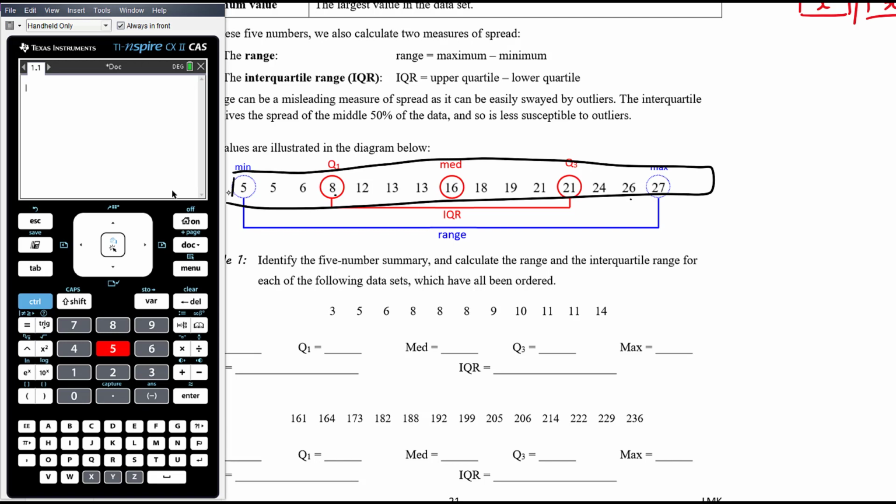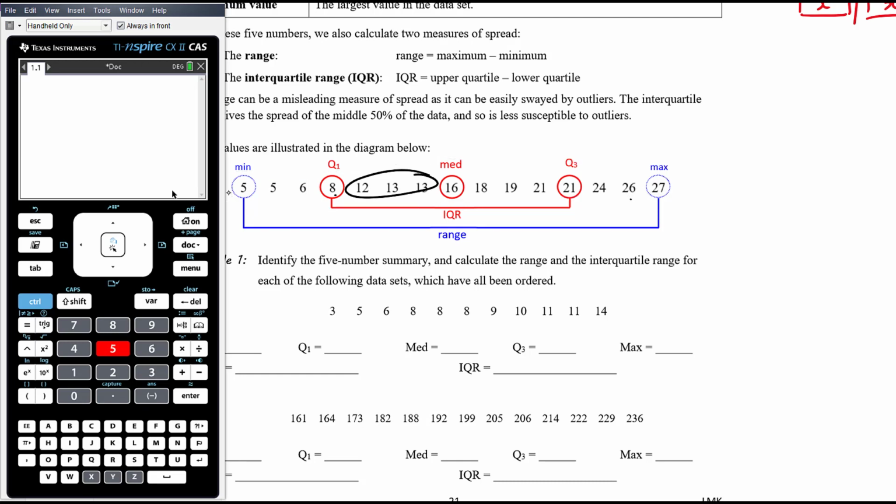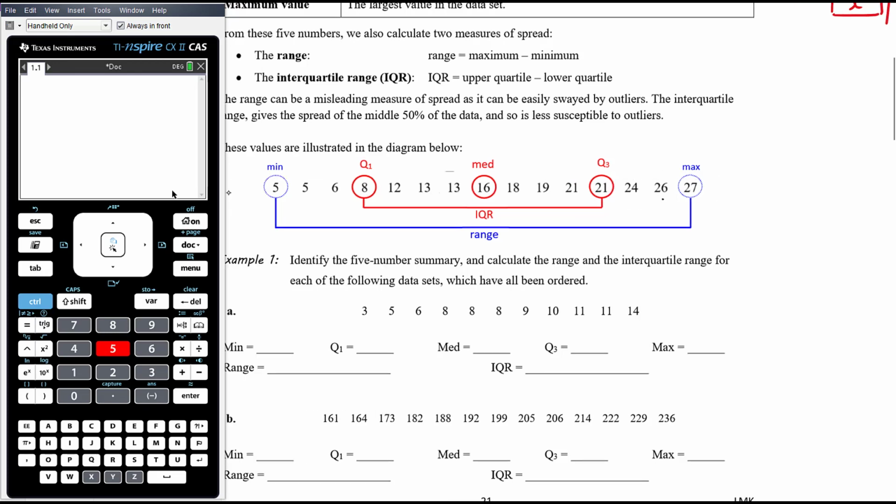Sometimes people get confused and think, oh, I've got to have 2 values between the minimum and Q1, and then, oh, hang on, I've got 3, I haven't done it right. But no, min and max, so we've got 3 values, then Q1, 3 values, then the median, 3 values, then Q3, 3 values. So we have divided the data into quartiles.